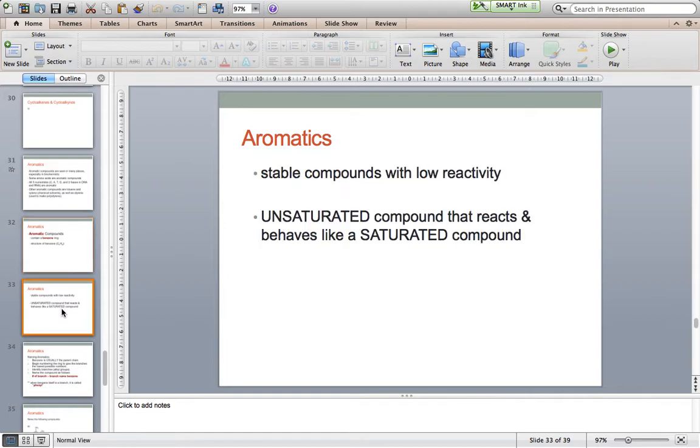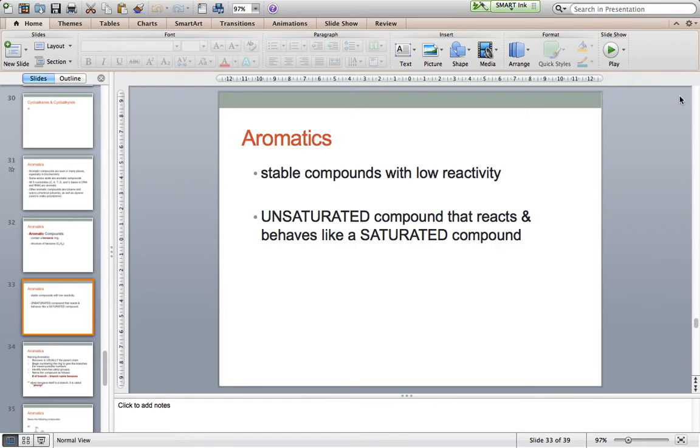Let's take a look then at what's exciting about aromatics. They are very stable compounds. They have low reactivity, and they are unsaturated. We know that they're unsaturated because they have those double bonds present. Anytime there's a double or triple bond present, that's an unsaturated compound that we're dealing with.